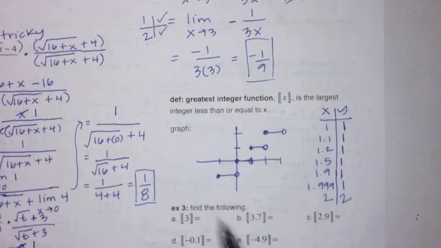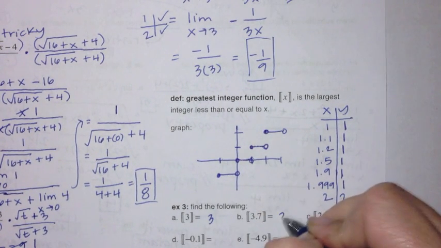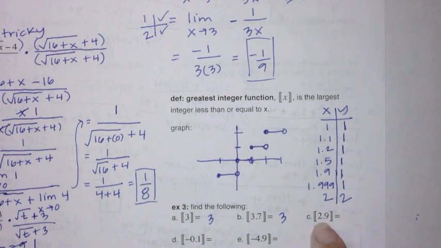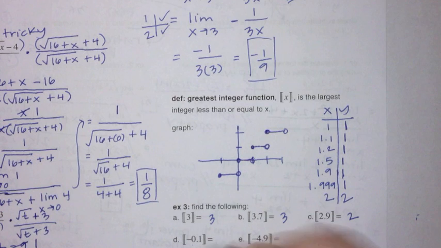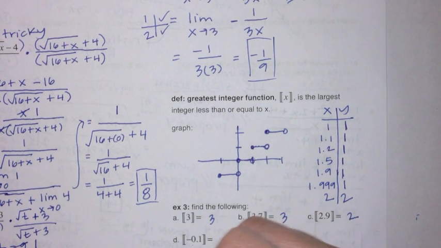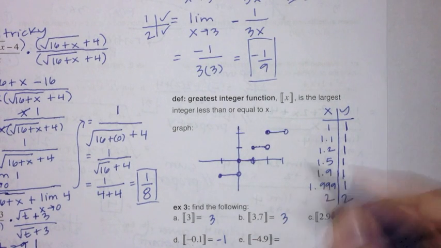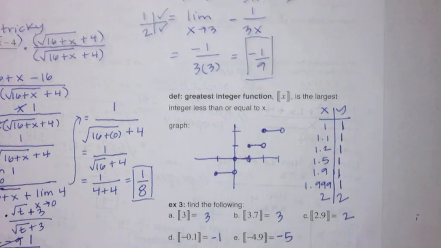So find the following. 3 is an integer, so that's a 3. 3.7 gets rounded down to 3. 2.9 gets rounded down to 2. Negative 0.1. That's kind of hard for people, but remember you need to go to the left to be less than. So here's 0, here's 1, here's negative 0.1 right there. You need to go to the left. So this is, by the way, negative 1. And then negative 4.59 is negative 5.